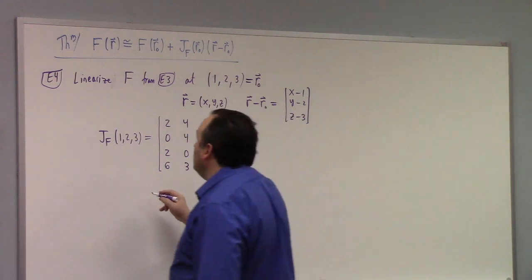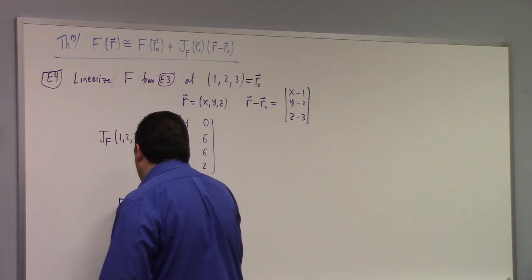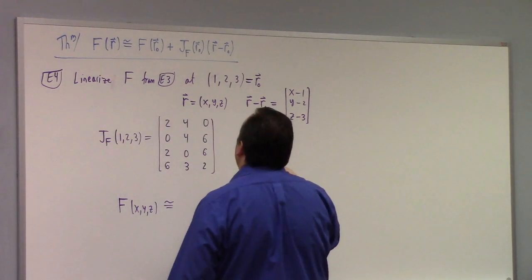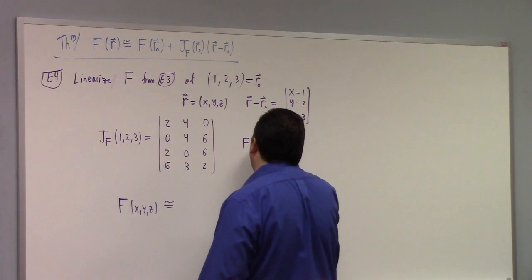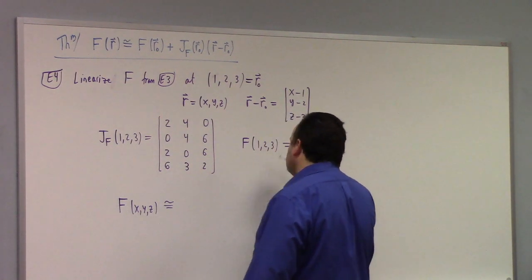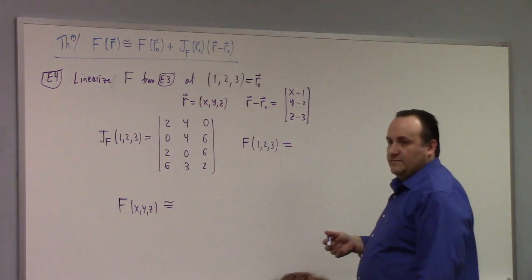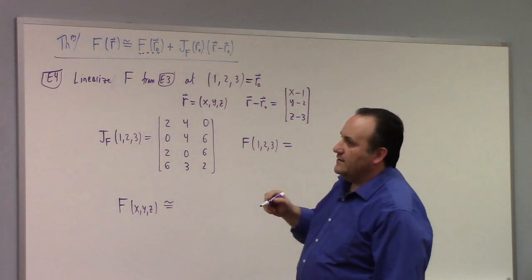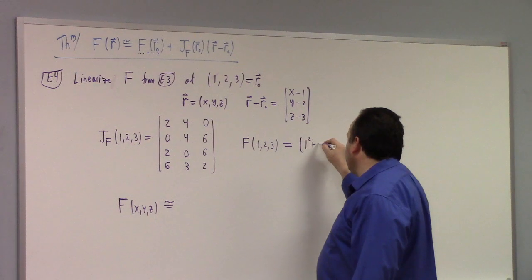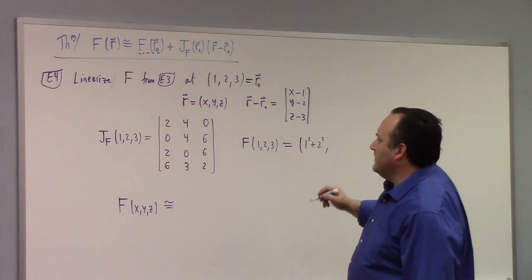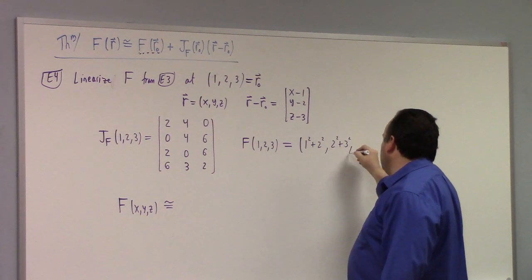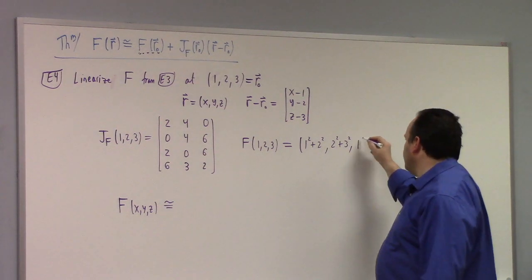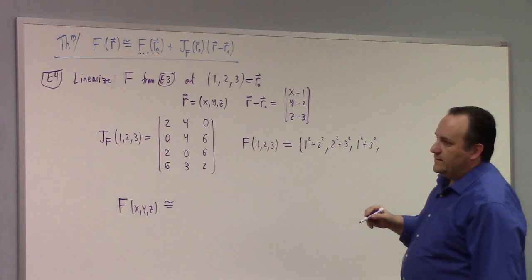And so here it is. The value of our function at x, y, z is approximately, I need to figure out what f of 1, 2, 3 is equal to, right? That's f of r naught. I need that to start with. So what would that be? I've got 1 squared plus 2 squared, comma, 2 squared plus 3 squared, and then 1 squared plus 3 squared, and then 1, 2, 3.